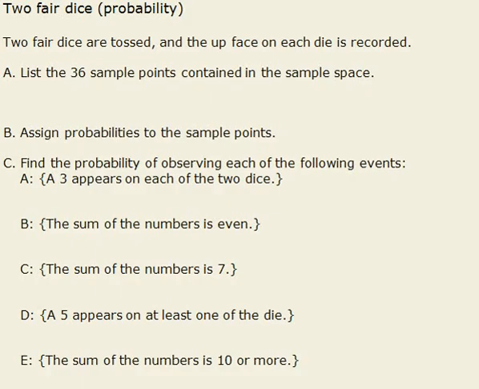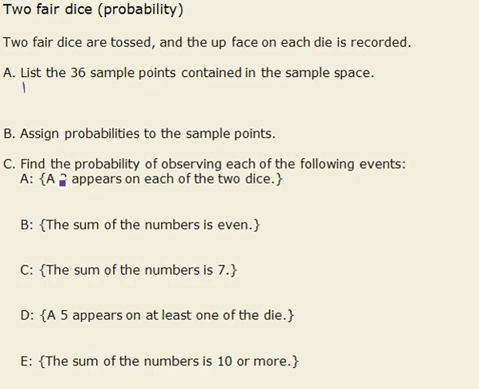Two fair dice are tossed, and the up face on each die is recorded. List the 36 sample points contained in the sample space. Well, I'm not going to list all 36, but I'll show you how to get started. We could start with the probability that a 1 is tossed.